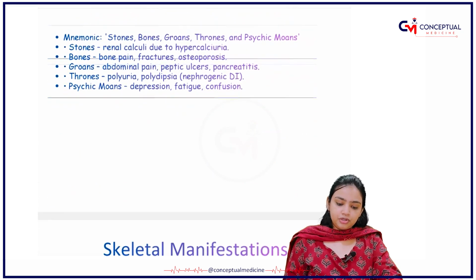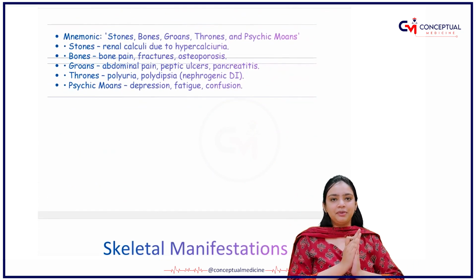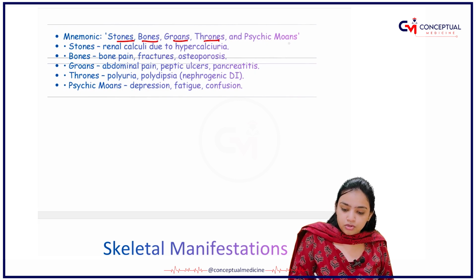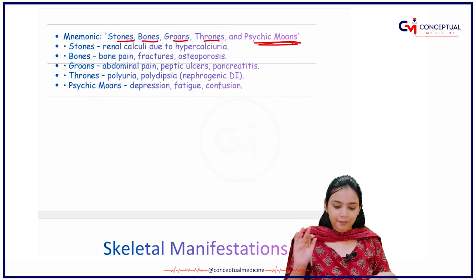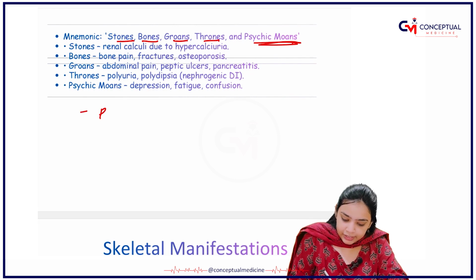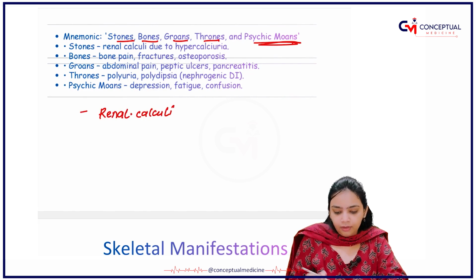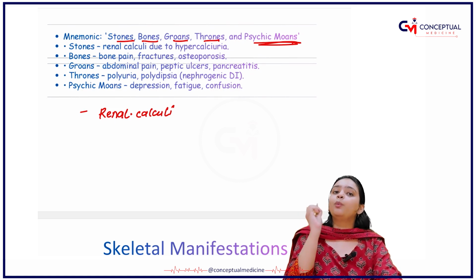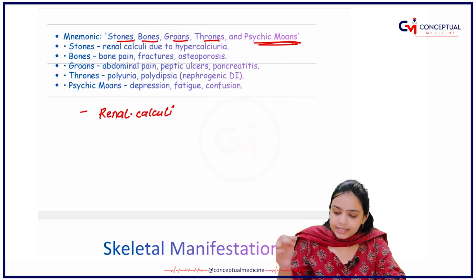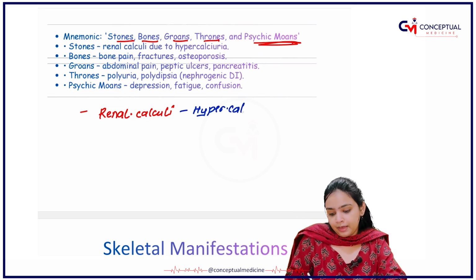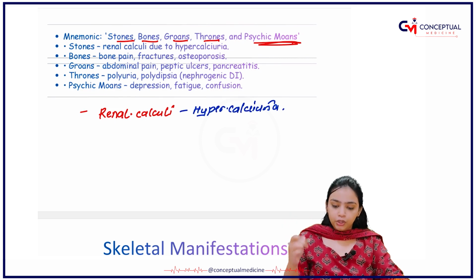Now the clinical features. So clinical features, you can remember it with a mnemonic. You have stone, bones, groans, thrones and psychic moans. Okay, so stone means there will be renal calculi. Now why these renal calculi? These renal calculi are due to your hypercalciuria.